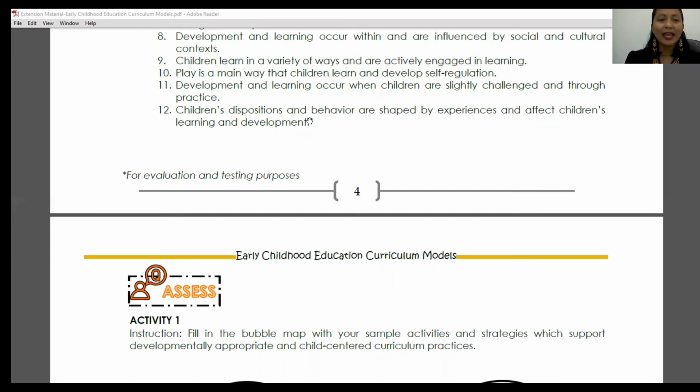And the last principle is children's dispositions and behavior are shaped by experiences and affect children's learning and development. That is why the support coming from the significant people surrounding the child is really an important factor. And in early childhood, the relationships, the support that they get from the teachers, the family members and relatives, even from community members and other people that the child is exposed to, should really be considered, because this is very important to children, especially as they are growing and developing during these sensitive periods or phases of development.